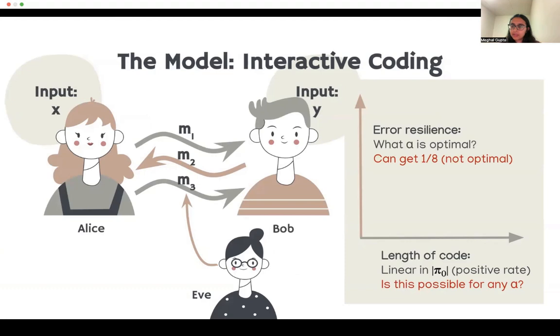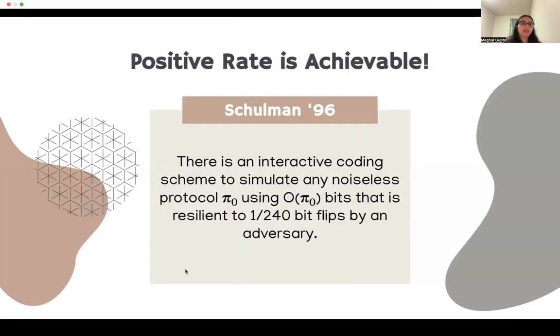And the second thing we're going to talk about is the length of the code. So we haven't even discussed yet whether it's possible to get linear for any possible value of alpha, but it turns out you actually can get it. And this is the result that we're going to discuss on the next slide.